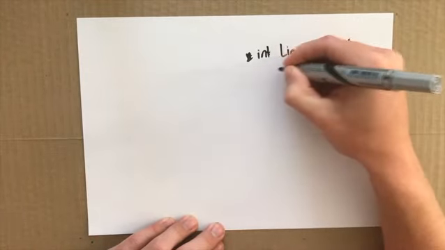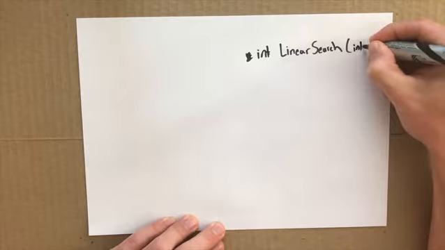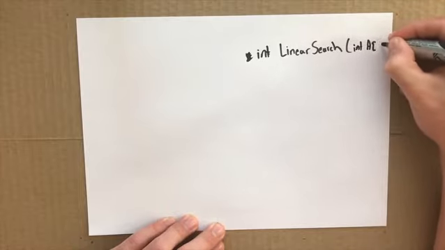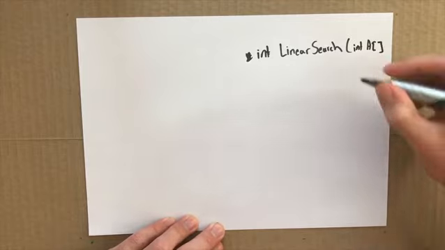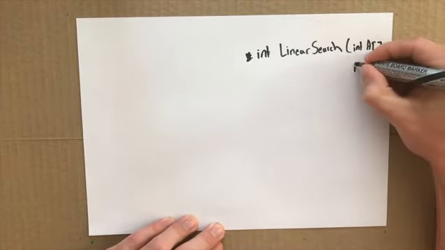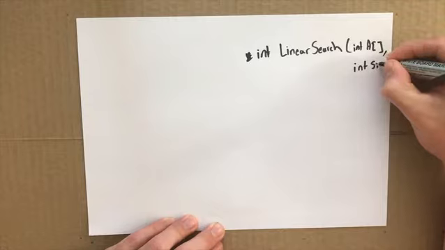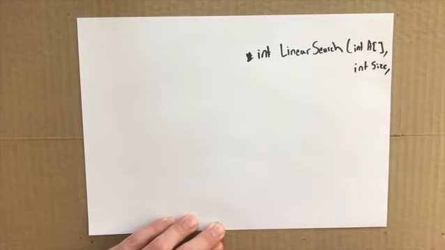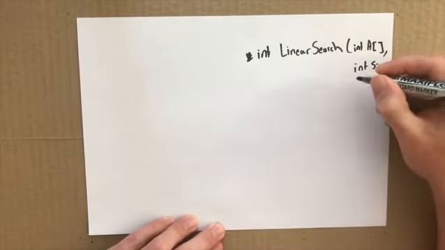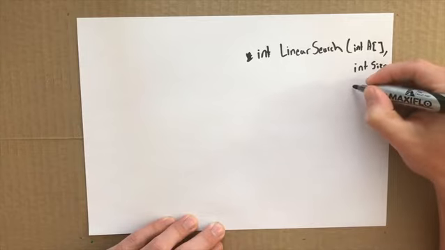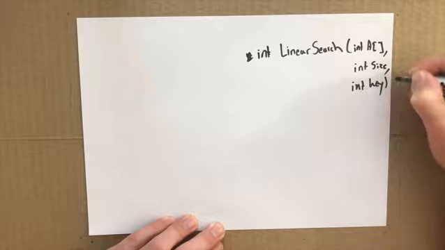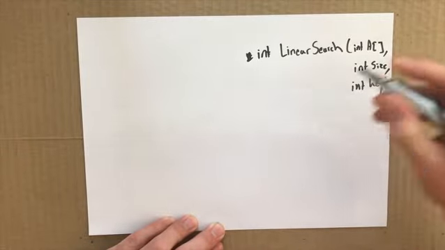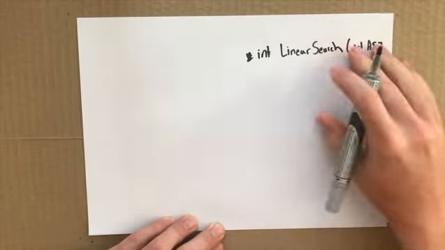Okay, I'm going to continue with the parameters here. int a, we need to send the array to the linear search algorithm. We need to send the size of the array to the function, and we also need to send the key that we are searching for. Okay, semicolon. That's now our function prototype.